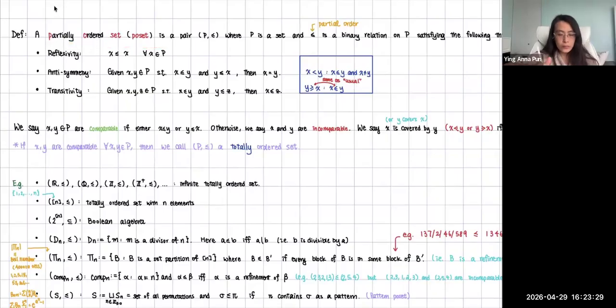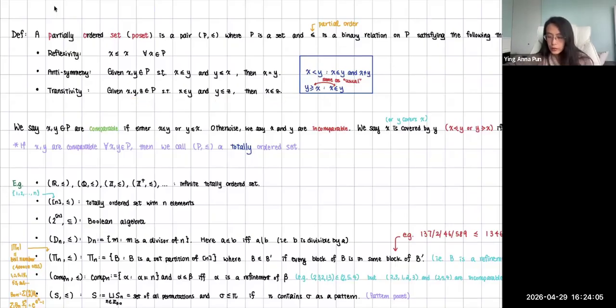A poset is a partially ordered set, meaning a pair of a set and an order that satisfies three conditions. It has to be reflexive, meaning that x has to be comparable with itself, and we sometimes write x less than or equal to x for any element in your set. Then there is anti-symmetry: if x is less than or equal to y and y is less than or equal to x, then x and y are equal. And also, if x is less than y and y is less than z, then x is less than z, so you get transitivity.